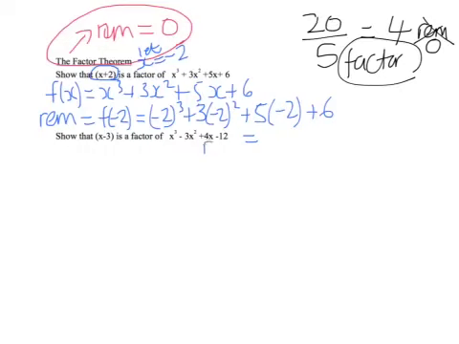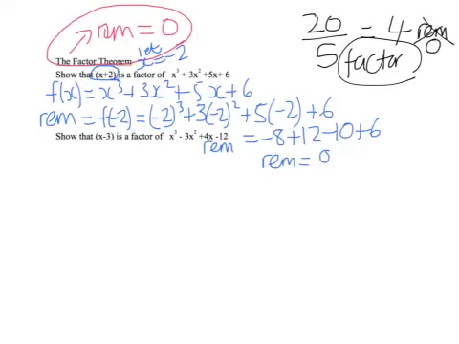So the remainder is: minus 2 cubed is minus 8. Minus 2 squared is 4. 4 times 3 is plus 12. Minus 10 plus 6. So I reckon the remainder is coming to 0, which is exactly what we thought. We were expecting it to come to 0 because we've been told it's a factor.